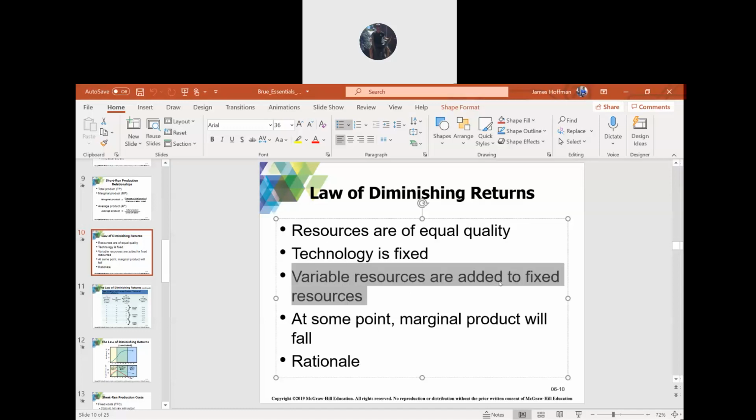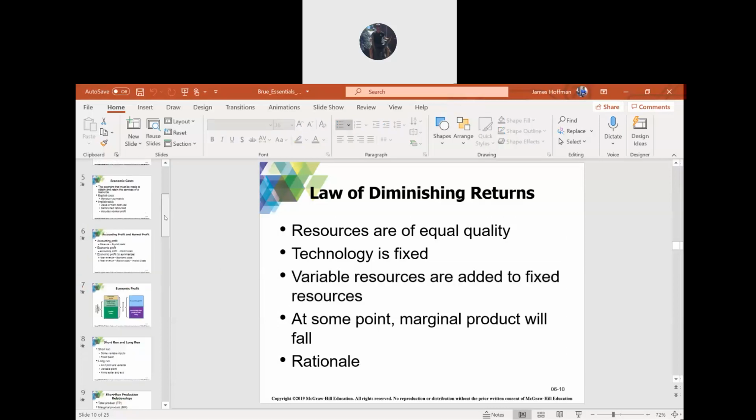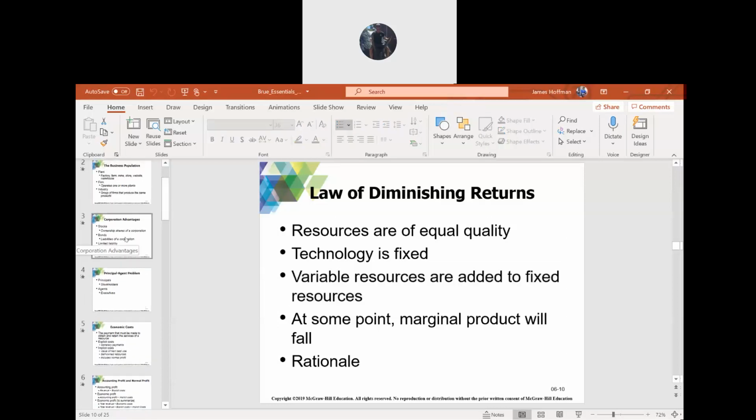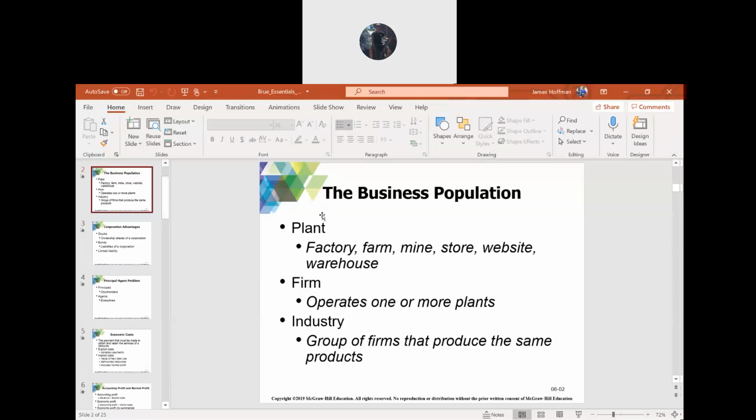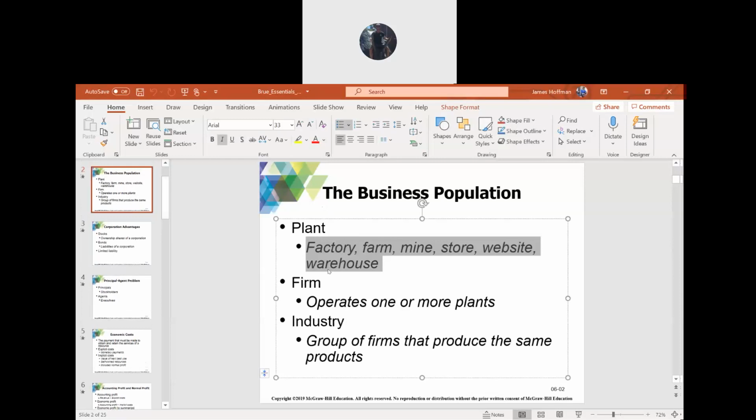Okay, and variable resources are added to fixed resources. So what that means is that we're in the short run period, and the only variable resource is labor. And we're adding that resource to fixed resources, which are the plants. Okay, so these things are all fixed in the short run, but labor can change.